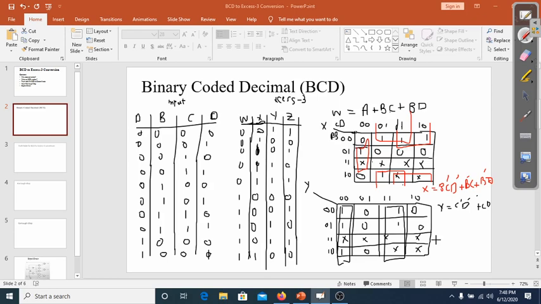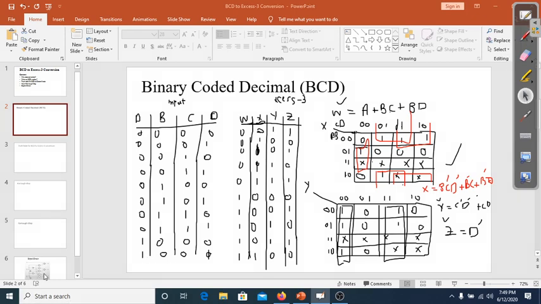Similarly, when I solve for Z, Z would be equal to D prime. I'm not solving it, you can solve for Z. So it is equal to D prime. So next we have these simplified expressions for outputs W, X, Y and Z. By using these expressions we can construct a digital circuit.